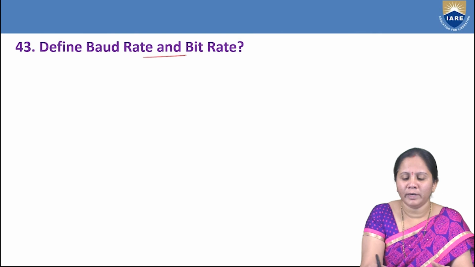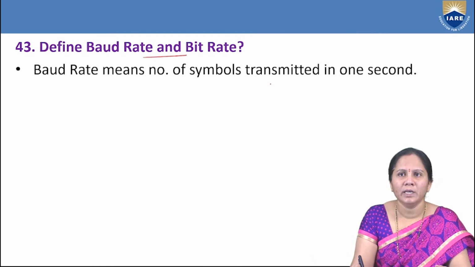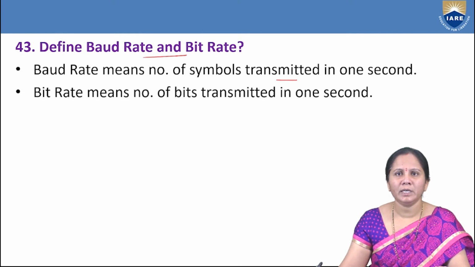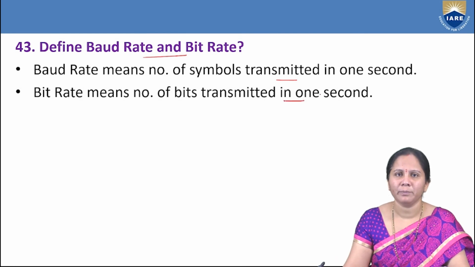Next, define baud rate and bit rate. Baud rate means the number of symbols transmitted in 1 second, whereas bit rate stands for the number of bits transmitted in 1 second.